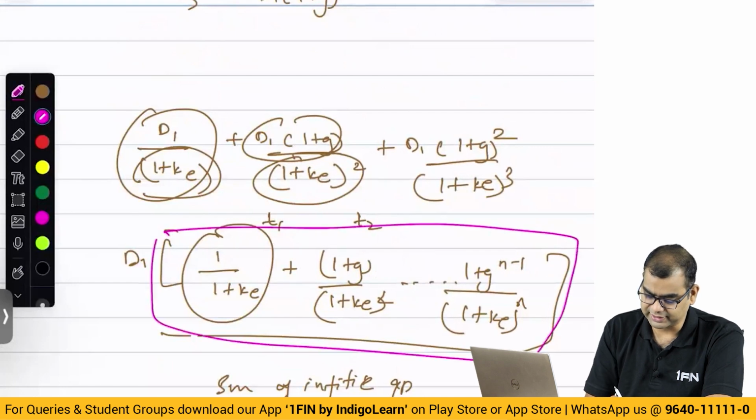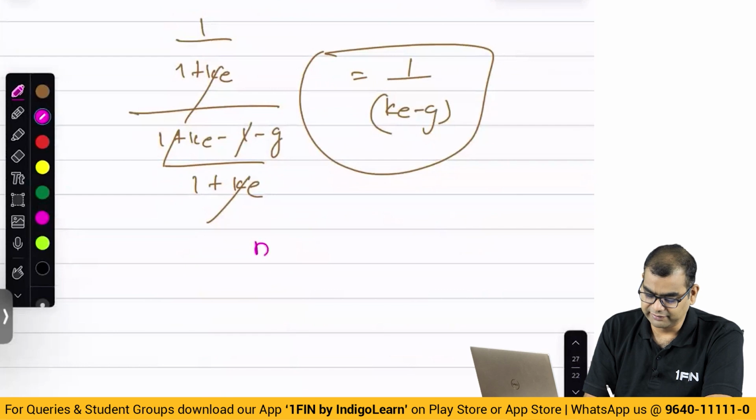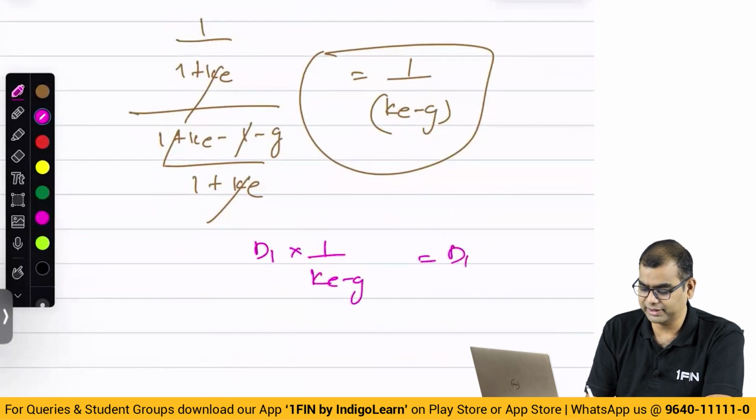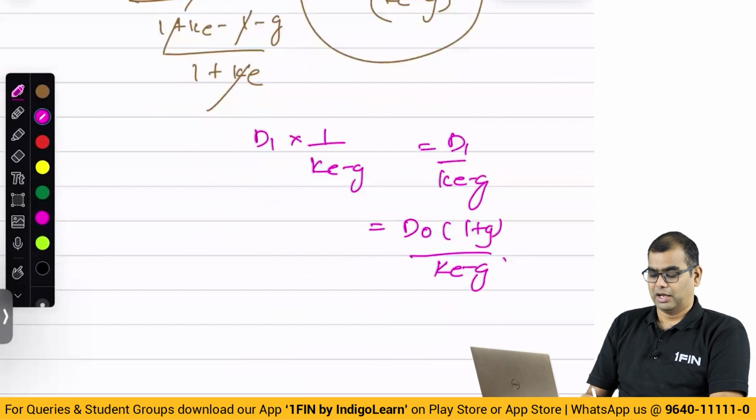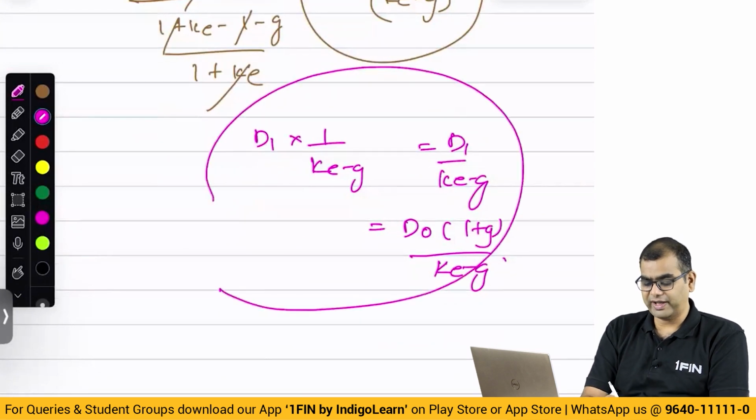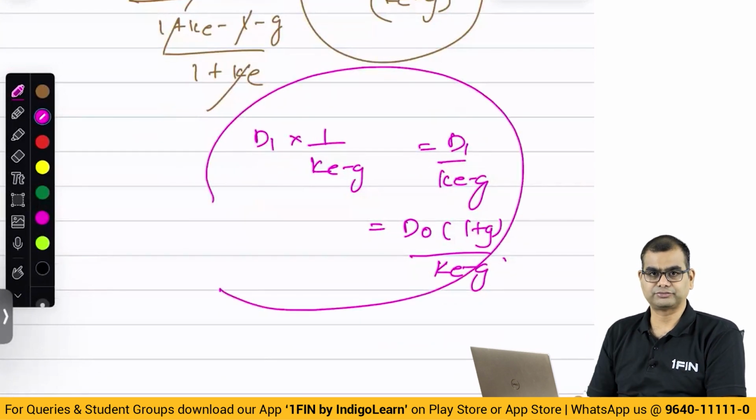This is the value of this entire term. But you also have D1 here. So D1 into 1 by KE minus G, or D1 by KE minus G, or you can also call it D0 into 1 plus G by KE minus G. So this is when you have a constant dividend.